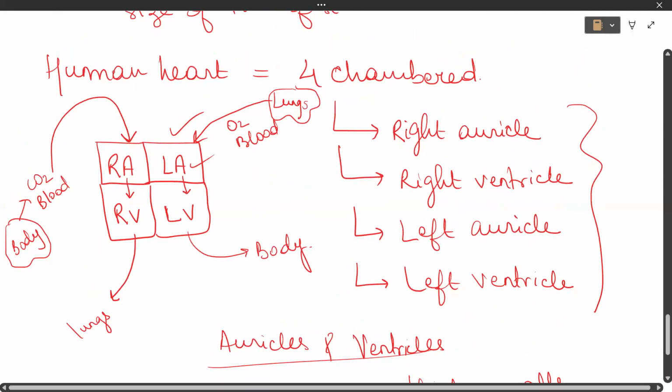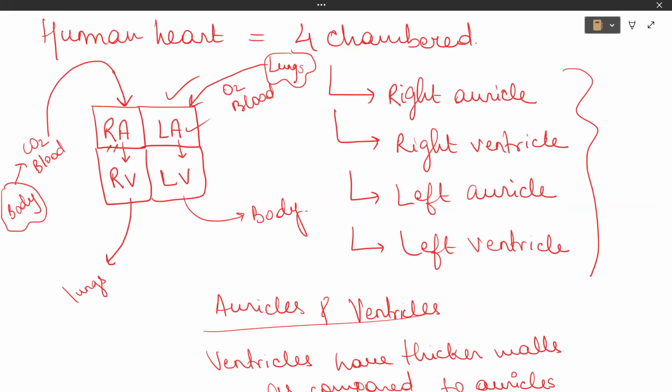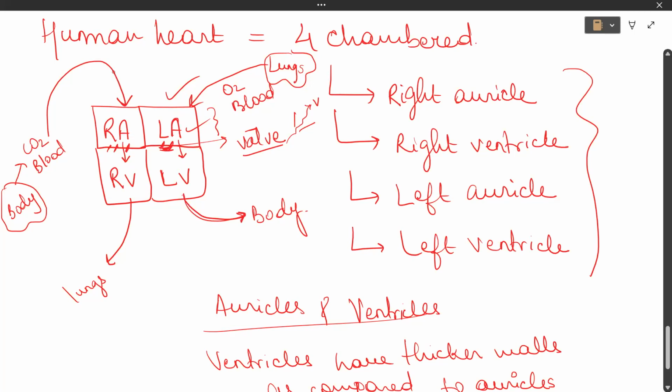Now, we saw that there are different chambers in the heart. At the junction of each chamber, there are valves present. Valves are sort of like a flappy opening. When the auricle contracts, it exerts pressure on the valve, then the valve opens and the blood flows into the ventricle. When the ventricles are pumping the blood to the body, these valves close so that the blood cannot go back into the auricle. Backflow of blood is very harmful. So, to prevent that, valves are present. Understood?